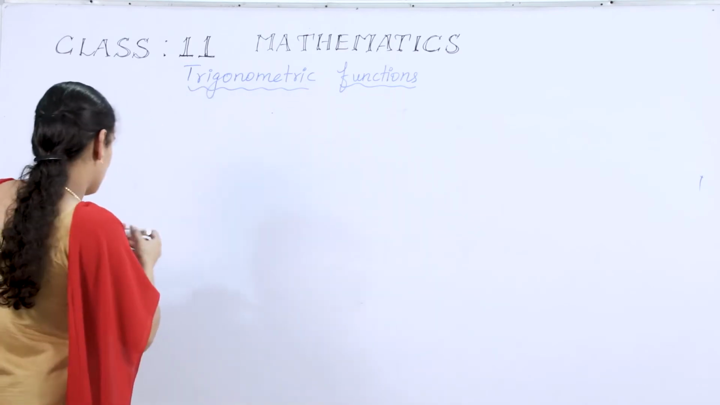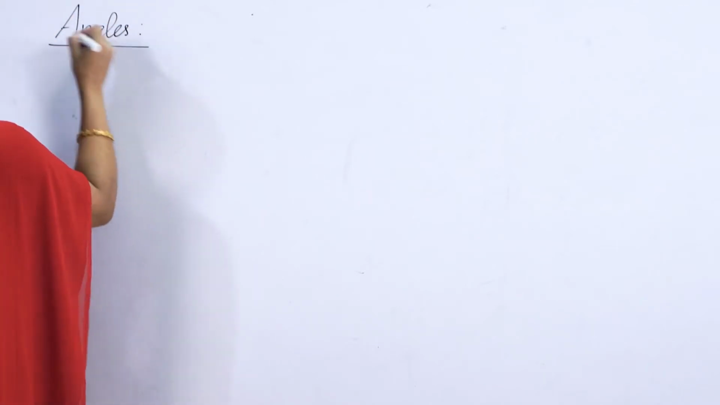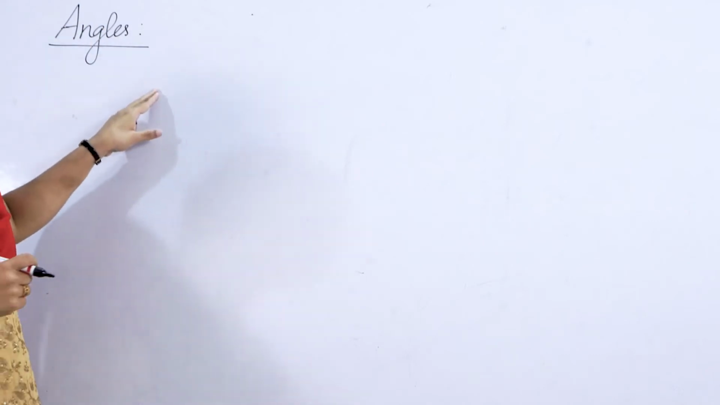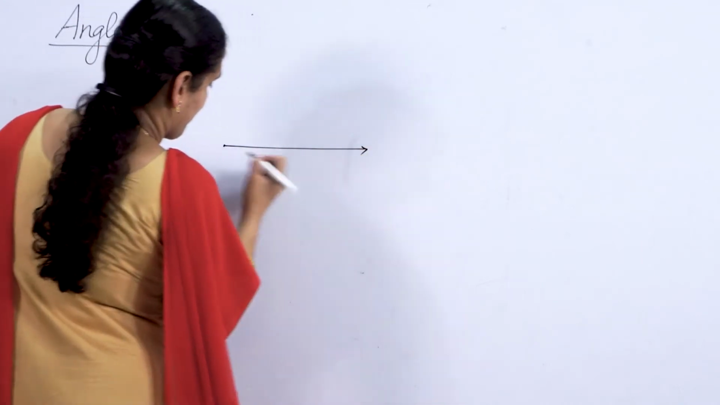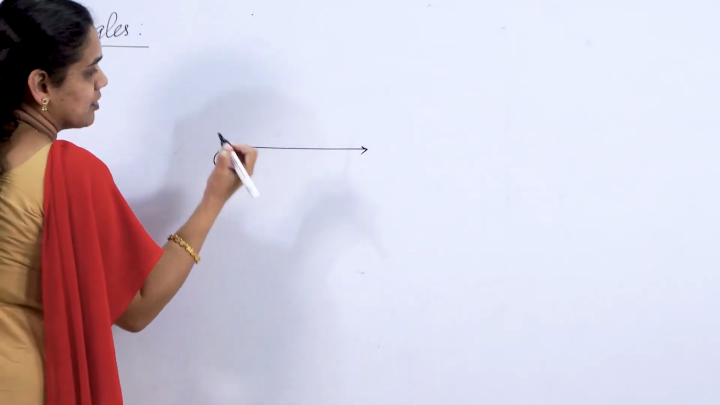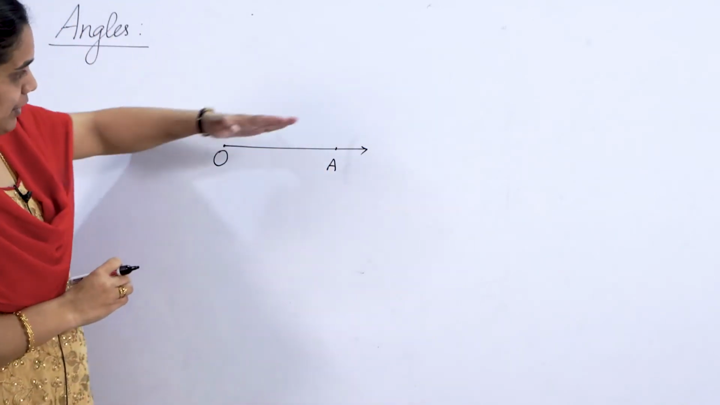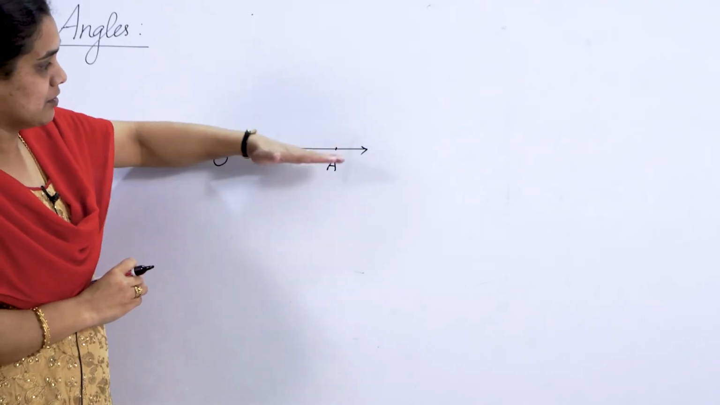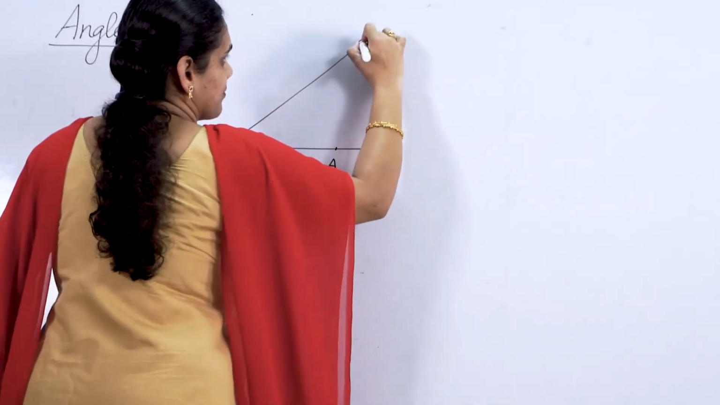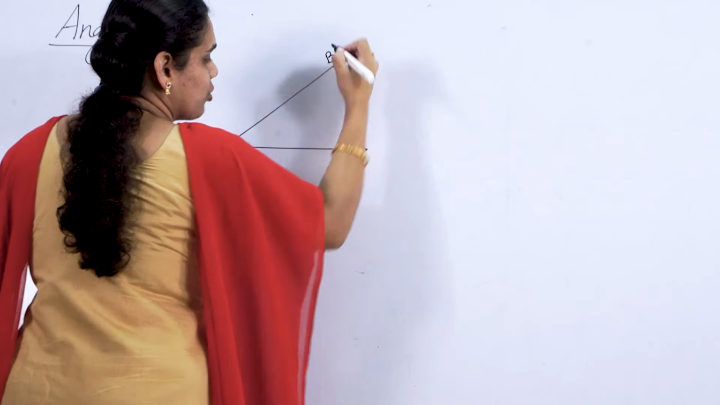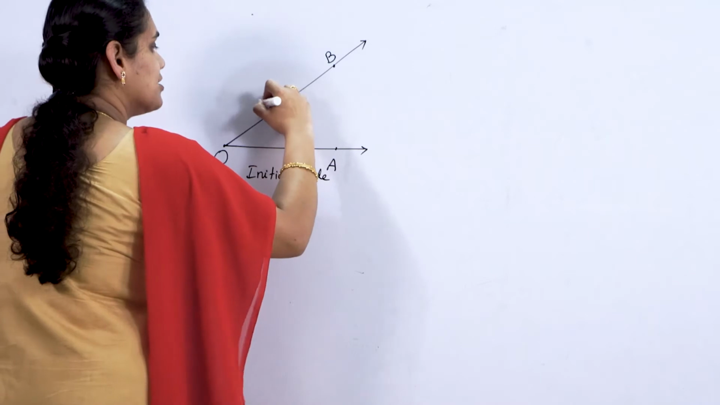Okay. First let us start with angles. You studied already about what is an angle in your lower classes, but here we define it in a different way. See, let us take a ray. This is the starting point O, and let us mention this one as A. Suppose we rotate this ray till this portion. So here, now the ray is here. This is called the initial side, and this is the terminal side.